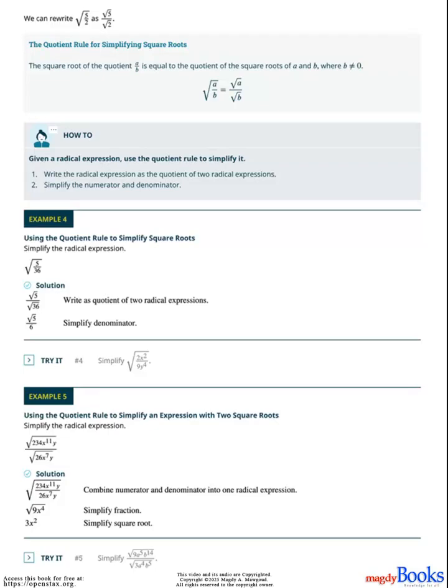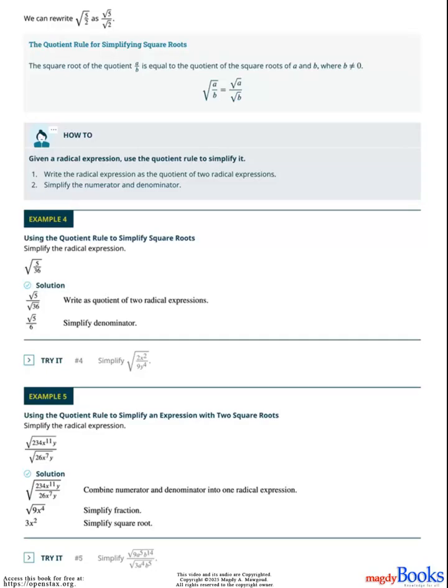Solution. Square root of 5 over 36. Write as quotient of two radical expressions. Square root of 5 over 6. Simplify denominator. Try it number 4. Simplify.